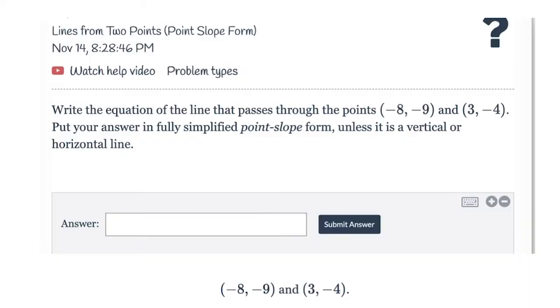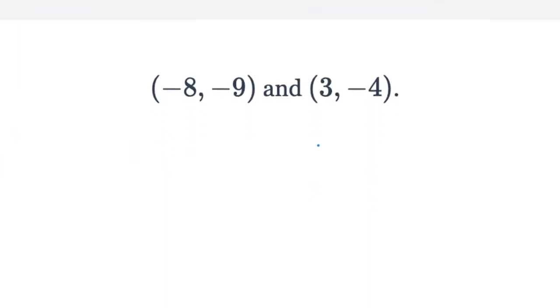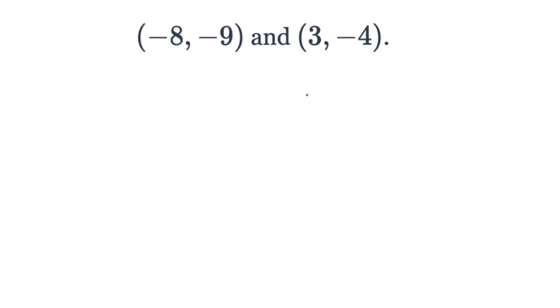Let's take a look at another question. It says, write the equation of the line that passes through these 2 points, and we're going to put our answer in a fully simplified, and this is critical, point slope form, unless it's a vertical or horizontal line. And I can tell from just looking at these 2 points that it's not going to be a vertical or horizontal line. All right, so here's what I would recommend that you do.